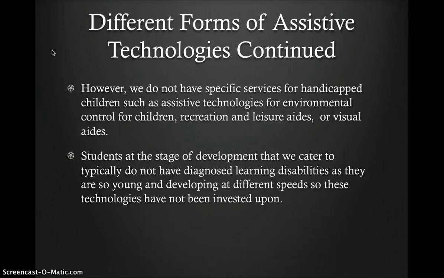However, we do not have specific services for handicapped children such as assistive technologies for environmental control for children, recreation and leisure aids, or visual aids. Students at this stage of development that we cater to typically do not have diagnosed learning disabilities, as they are so young and developing at different speeds, so these technologies have not been invested upon.